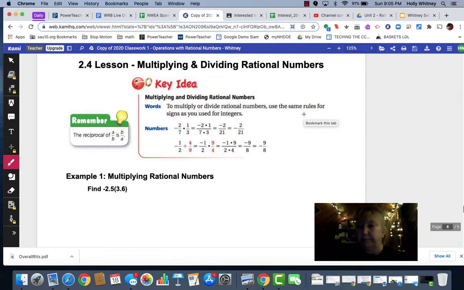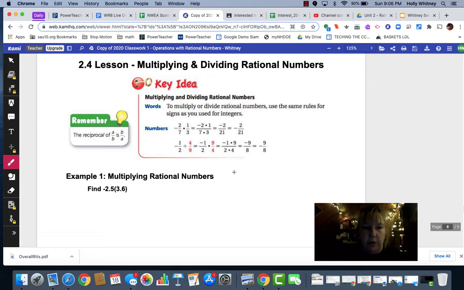This is our fourth and final lesson of rational numbers, and we're going to move on to multiplying and dividing them. So let's start. Multiplying and dividing rational numbers are exactly like multiplying and dividing integers. If the signs are the same, then the answer is positive. If the signs are different, then the answer is negative.